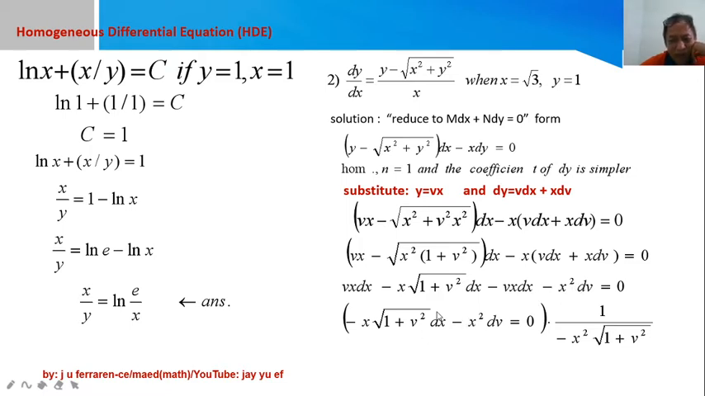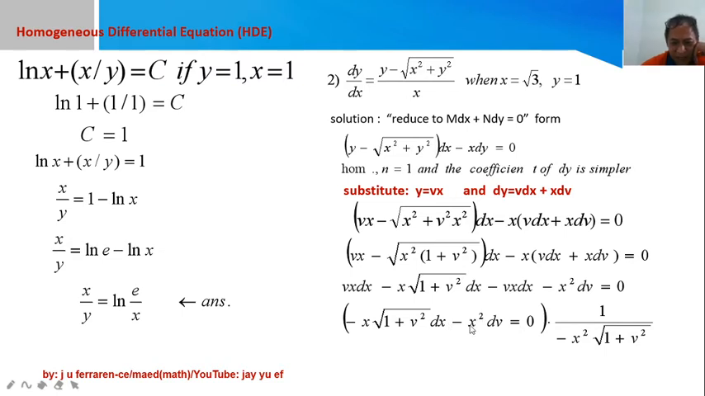So this is already a variable separable differential. If this is a differential in x, then the other factor is not supposed to be here because this is purely y. That is why I have to remove this by dividing with the expression, the square root of 1 plus v squared. They are all negative, so I just include the negative to convert this as all positive terms.